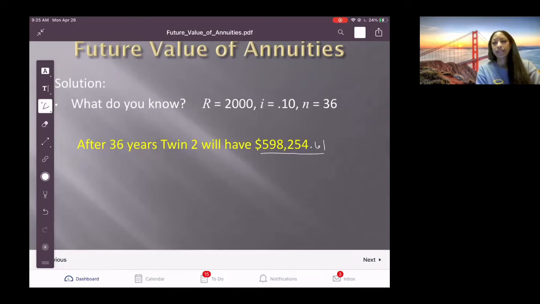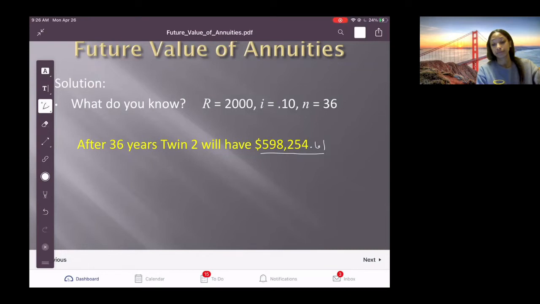Any questions about this calculation? You understand that R is the amount of the payment. The interest rate was 10% per year. We're compounding annually here, so I is 10%. And we did this investment for 36 years, or we made these payments yearly for 36 years, so N is 36.